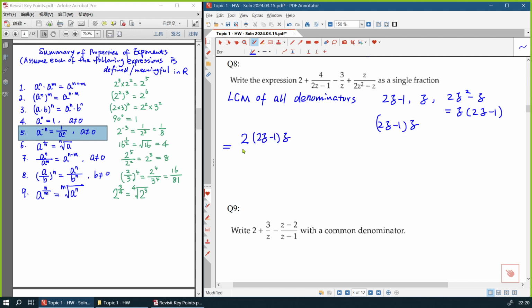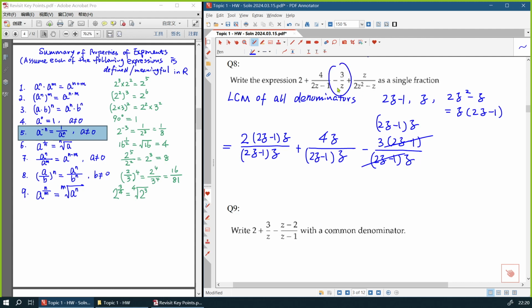2z minus 1 times z over 2z minus 1 times z, right? If you cancel this, you will get the first number 2. That's the first term. Plus the second term is 4. We can multiply that using a z here, then 2z minus 1 times z, right? And if you cancel a z here, you will get 4 over 2z minus 1 as the second term, right? And for the third term, we need to multiply a 2z minus 1 to both the numerator and denominator. Again, if you cancel this, you will get 3 over z, which is the third term here, right?